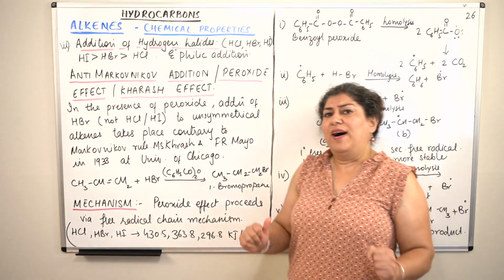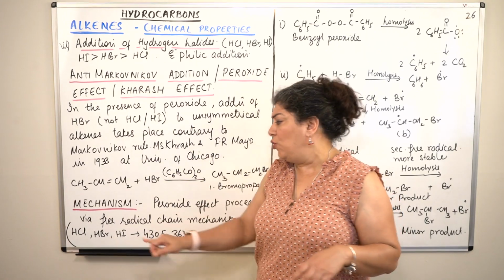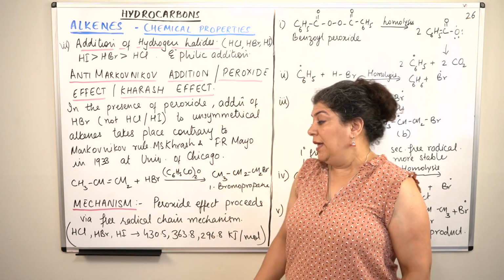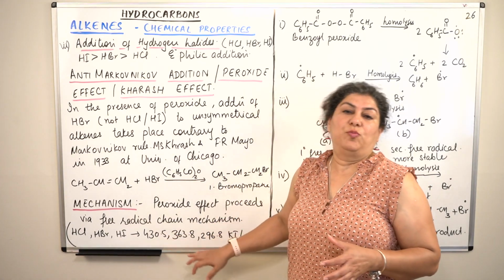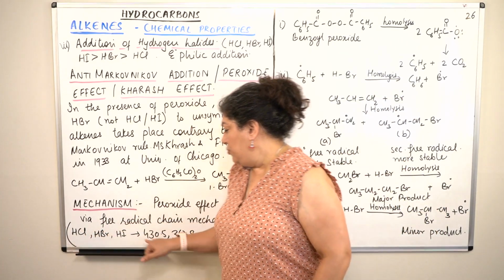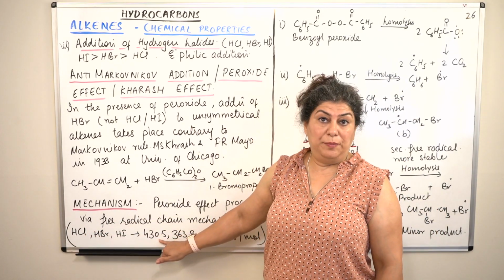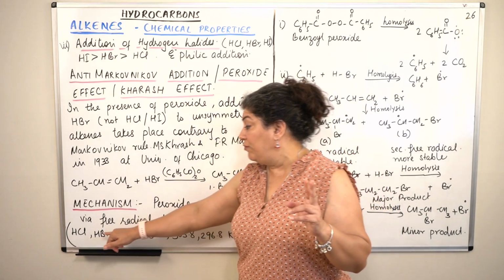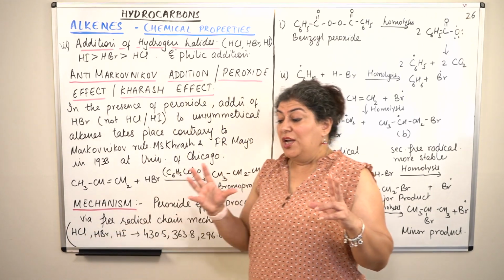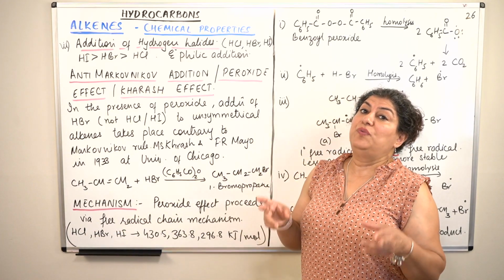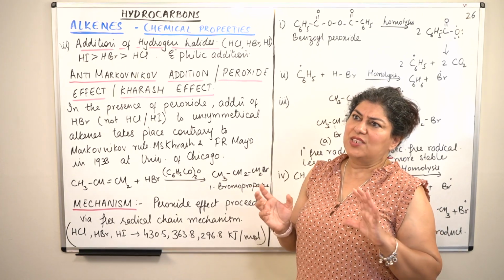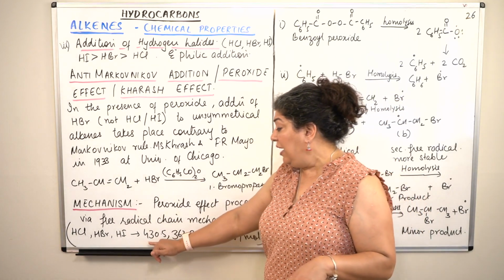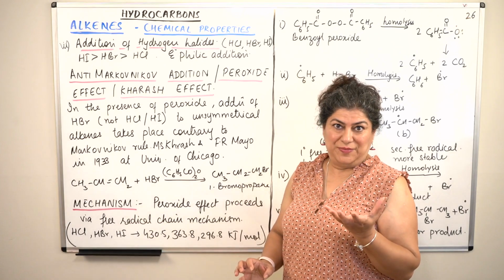So the question is, why do we see the anti-Markovnikov addition only in the case of HBr and not in the case of HI and HCl? This can be explained on the basis of these bond enthalpies. HCl, you see here, has a very high bond enthalpy. Chlorine is far more electronegative than bromine and iodine. So the electronegativity difference between hydrogen and chlorine is larger, so it has more ionic character, and that is the reason why the breaking of this bond takes very high energy.